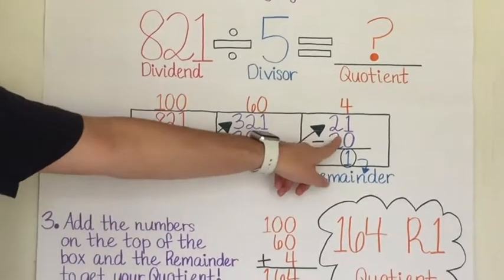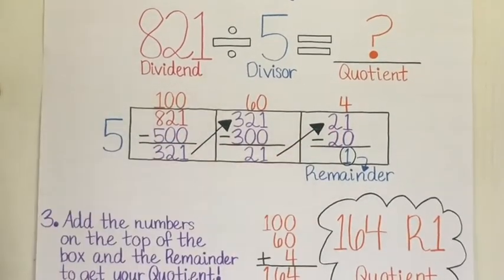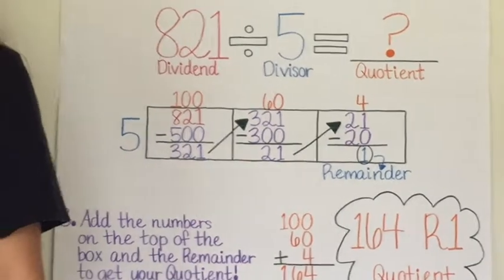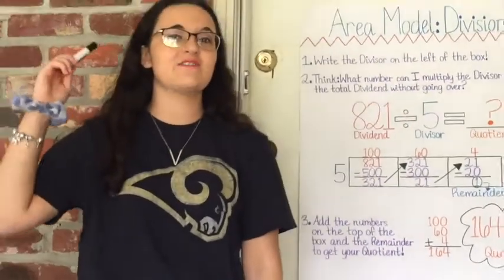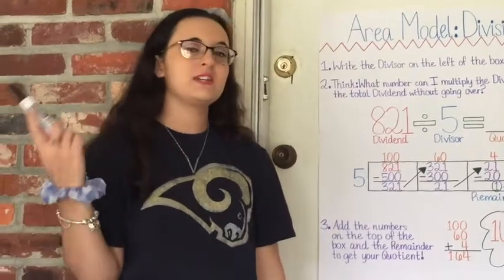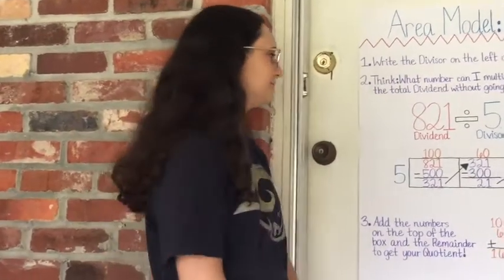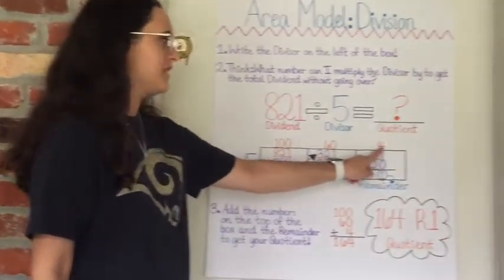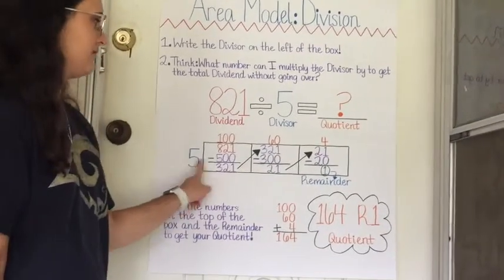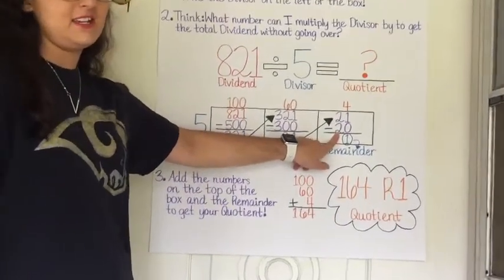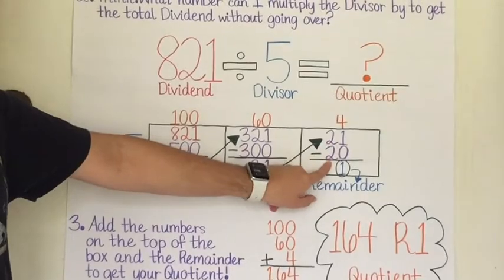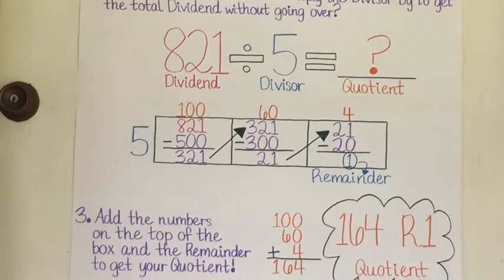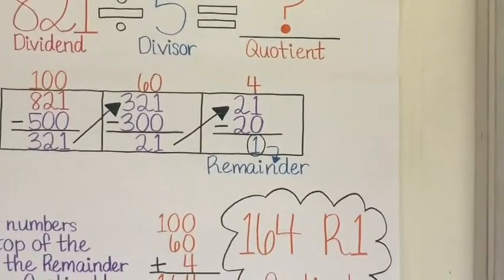And again, you would move your 21 up to the top, and again think, what can I multiply 5 by to get 21 but not go over? So it would be 4. Then you would have 4 times 5 equals 20. And again, you would subtract these. 21 minus 20 would be 1. So you would have a remainder of 1 for this problem.